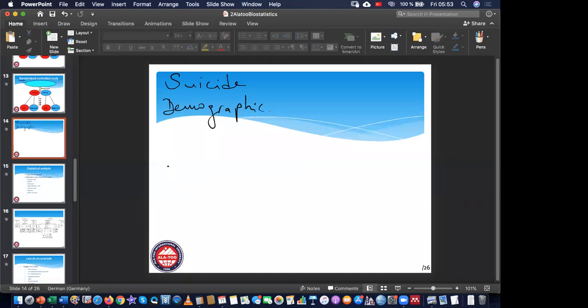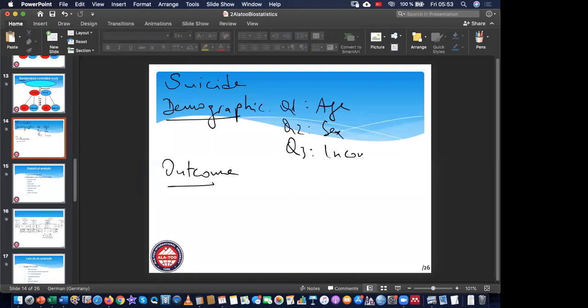And then we have some outcomes. Outcome questions. So we can categorize our study questions into 2 parts. Demographic questions we usually ask about: question 1, like age, okay? Question 2, sex. Question 3, income. These are usually the examples for demographic questions. Then we have the outcomes.